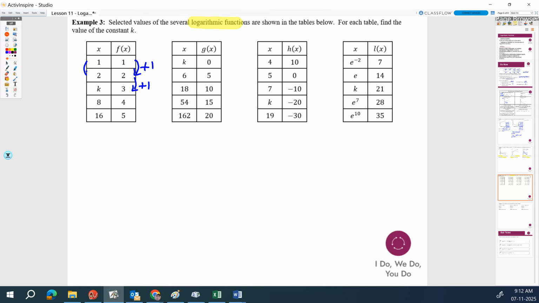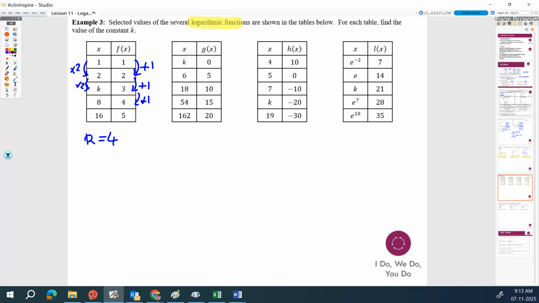So we have to find what number this is multiplying by. This is multiplying by 2. So as we go up +1 in all of these, we can see that the output value intervals are equal. So the multiplicative values are going to be equal. So we're going to be multiplying by 2 here. So k is equal to 4.